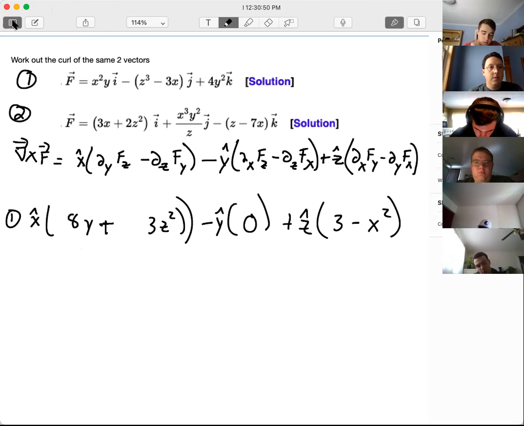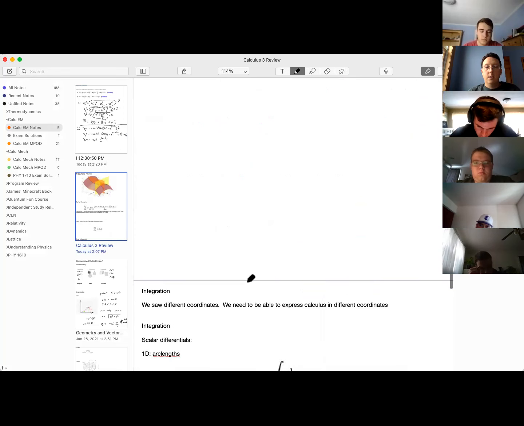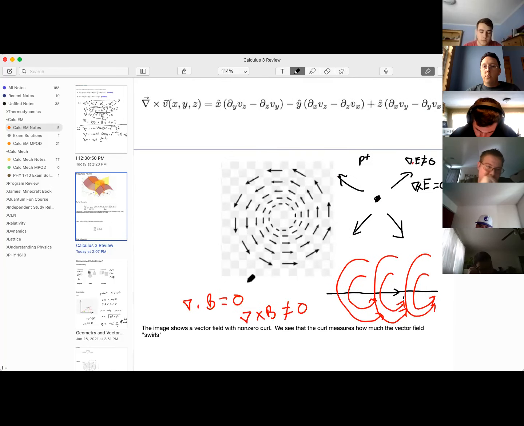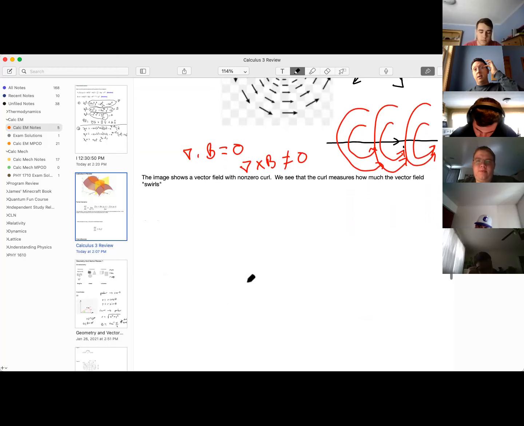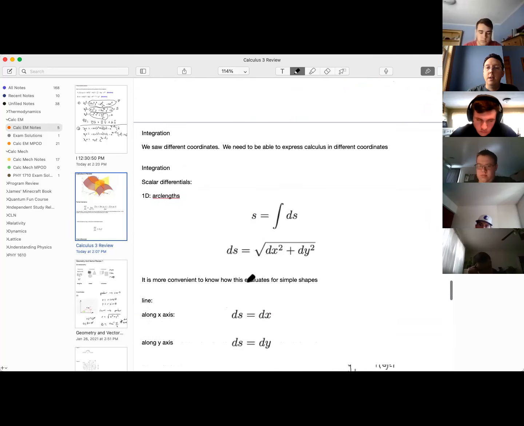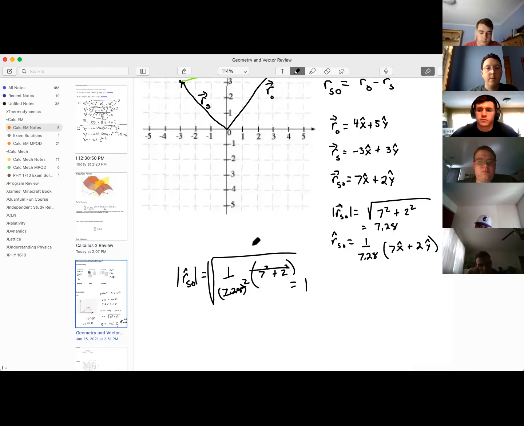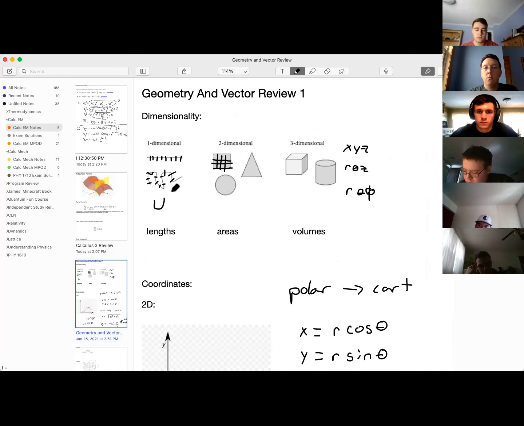Okay. So let's go back. All right. So those are curls, divergences, and gradients. So that's how we take derivatives. We also need to be able to integrate. And so remember, we had 1D, 2D, and 3D things. So that means the kind of integrals you do may be different.